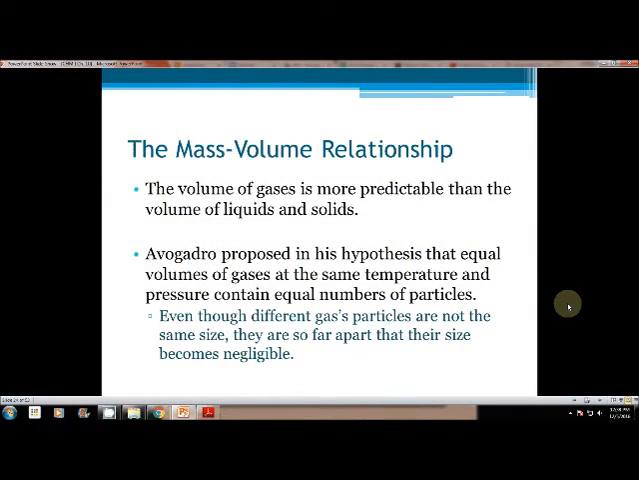So we are starting with mass and volume relationship. We're just finishing up the mole map today, okay? So the moles and volume section. The volume of gases is more predictable than the volume of liquids and solids. Avogadro proposed in his hypothesis that equal volumes of gases at the same temperature and pressure contain equal numbers of particles. Even though different gas particles are not the same size, they are so far apart that their size does not matter. That's what negligible means, in case you're wondering.